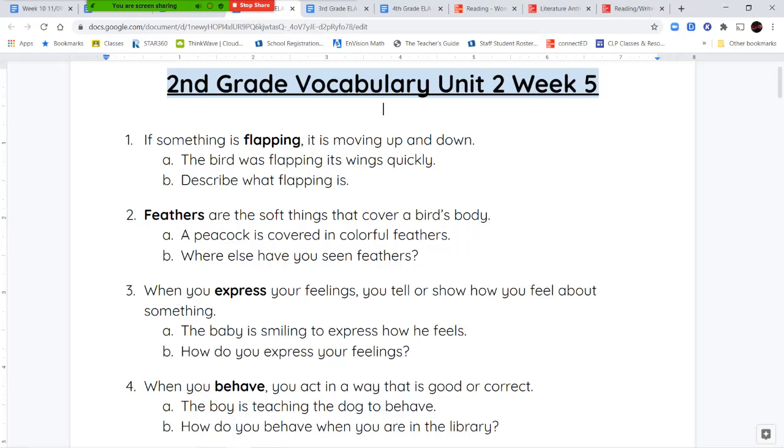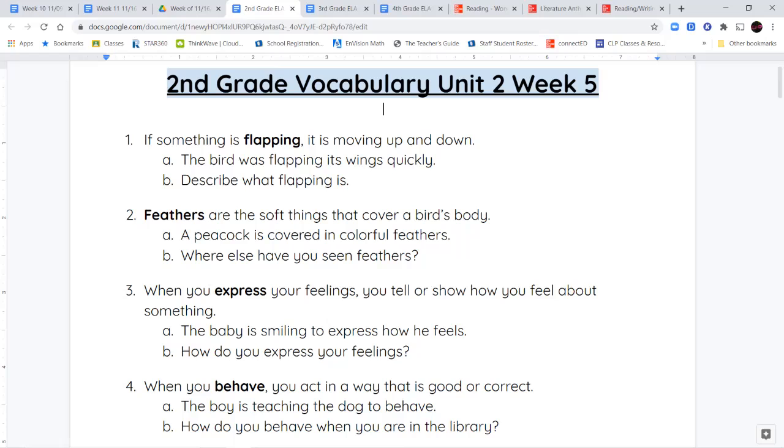Your next word is the word express. Now, when you express your feelings, you're showing them or you're telling them. So you can say that she expressed her happiness by smiling at everybody, or he expressed his sadness because he had tears in his eyes. So when you are expressing your feelings, you're showing them or you're telling the people around you what feelings you're having.